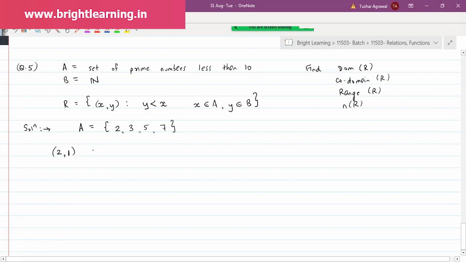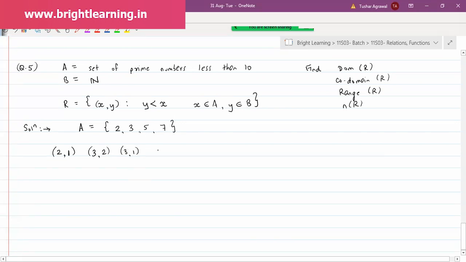Let's say X is equal to 3. So 3 will get paired up with 2 also, and 3 will get paired up with 1 also. Do you see this? Then the second element should be less than the first element. That's it. And the second element is obviously a natural number. It belongs to B, therefore it's obviously a natural number.